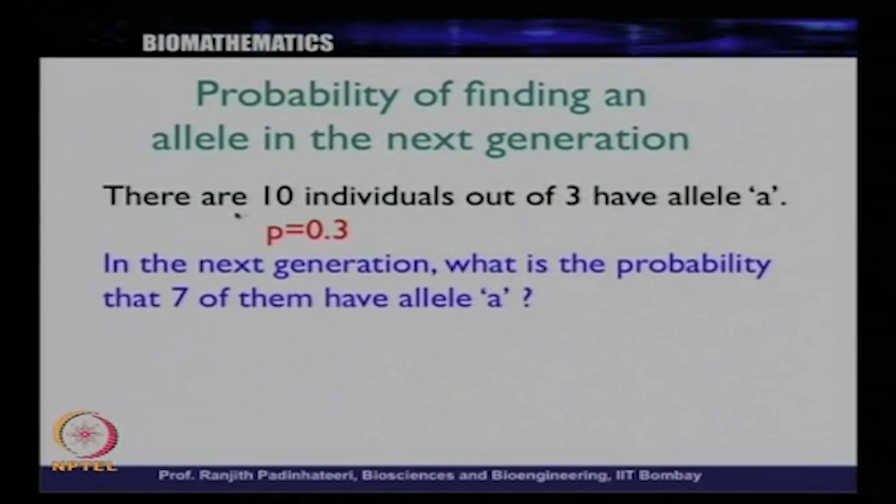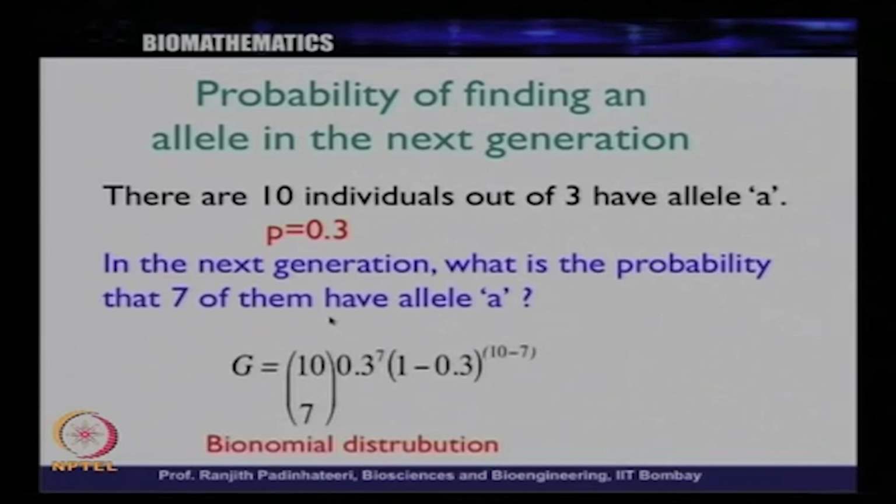So, there are 10 individuals, out of which 3 are allele A, so the probability is 3 out of 10, that is 3 by 10, which is 0.3. In the next generation, what is the probability that 7 of them have allele A? And the answer is something that we learned, called the binomial distribution.